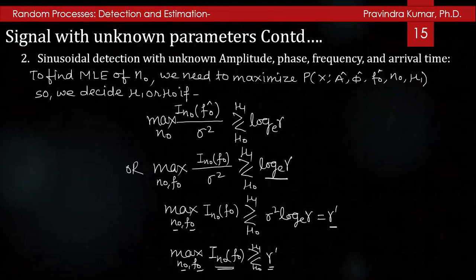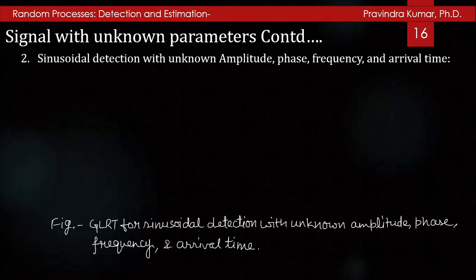Here the I(n0, f0) statistic is known as the short time periodogram or spectrogram. So the GLRT compares the periodogram for all delays, and then compares the maximum to the threshold.